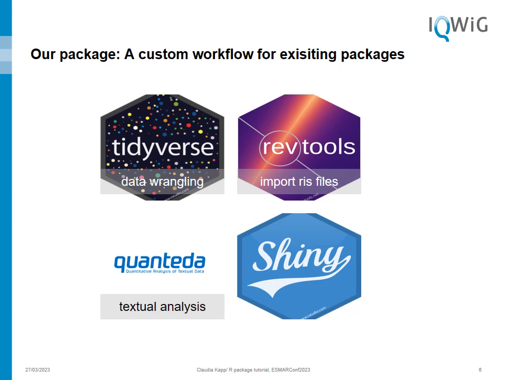So in our Shiny app, we basically created a customized workflow using a bunch of other packages that already exist. The packages that we currently use most heavily are dplyr and tidyr from the tidyverse, revtools from the metaverse, and of course quanteda, which is a bunch of packages designed for quantitative textual analysis. And finally, we also use Shiny to create the user interface.